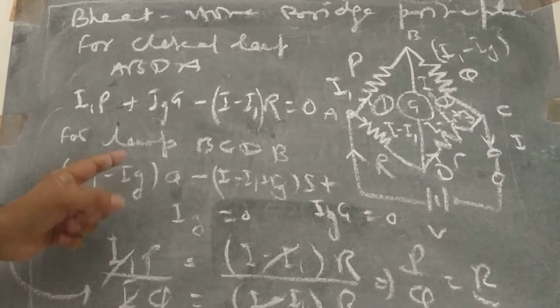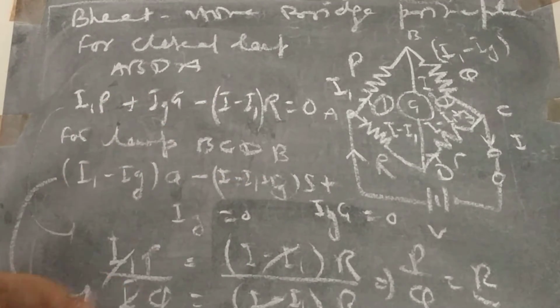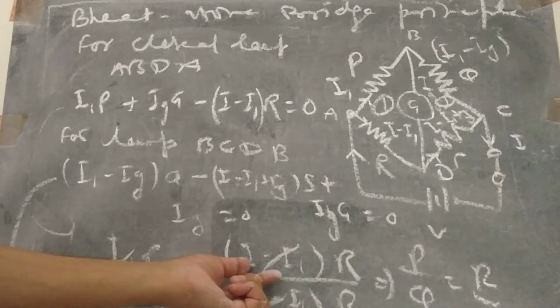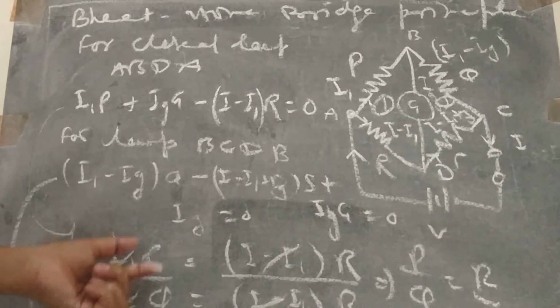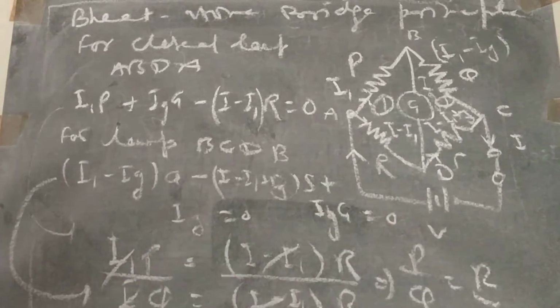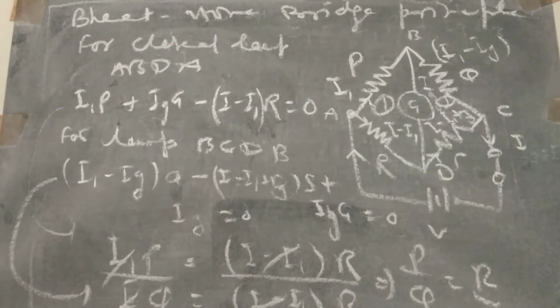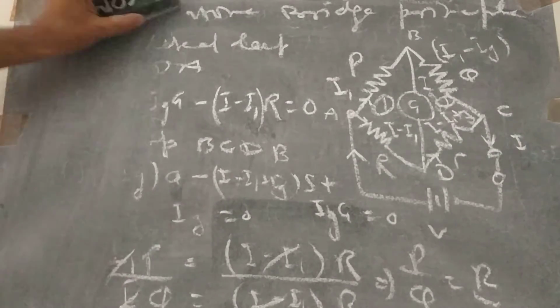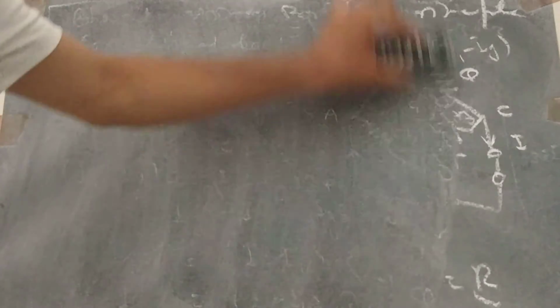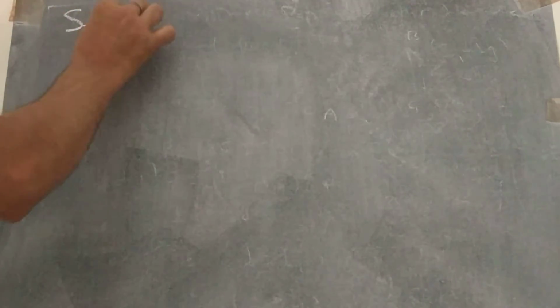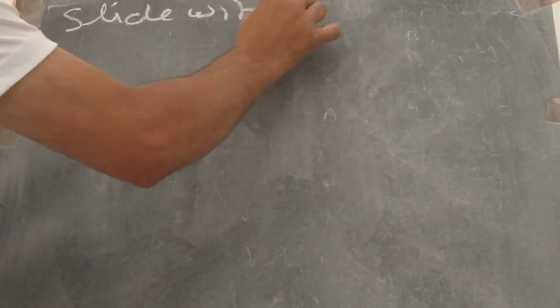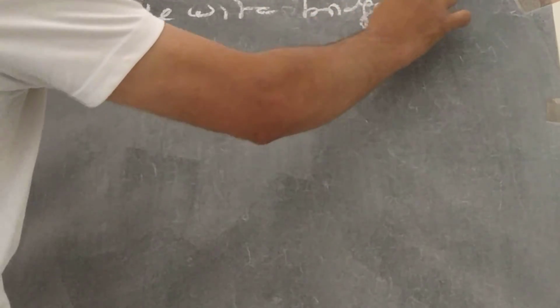In this situation, we put Ig 0 in these two equations, and we are left with I1P must be equal to I minus I1 into R, and from the second, dividing these two, we have P by Q equals R by S. So this Wheatstone bridge is useful to find out the unknown resistance by using this Wheatstone bridge principle. So the practical application of Wheatstone bridge principle is slide wire bridge or meter bridge.